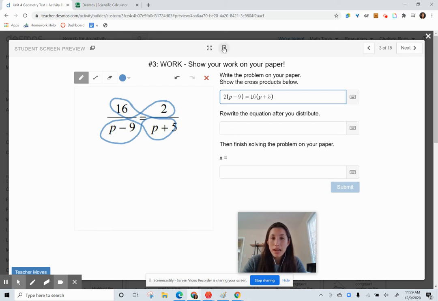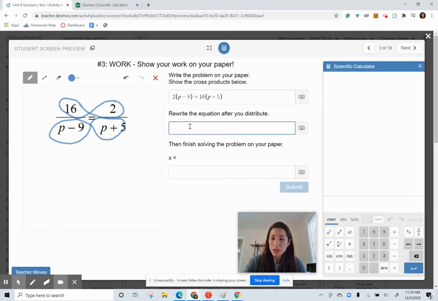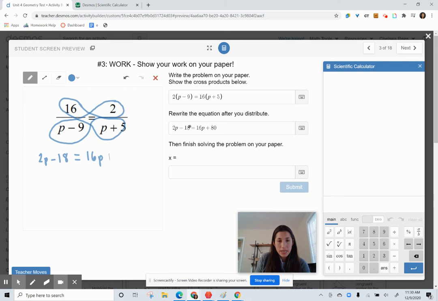Then we want to rewrite it after we've distributed. So that means 2 is going to multiply to p. That's going to be 2p. 2 is going to multiply to -9. That's going to be -18. 16 will multiply to p as 16p. And 16 will multiply to 5, and that would be 80. So from here, so I can show the work for you, I'm going to put the rest of the work on this scratch pad. So we've got 2p minus 18 is equal to 16p plus 80.